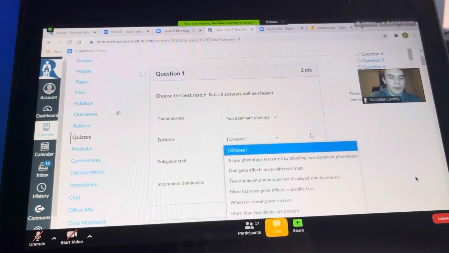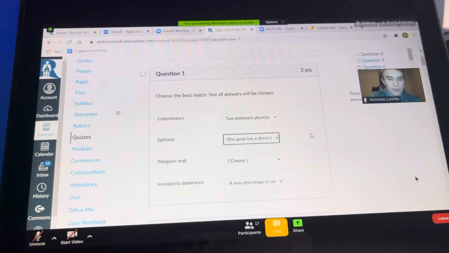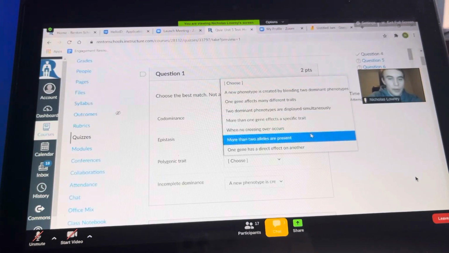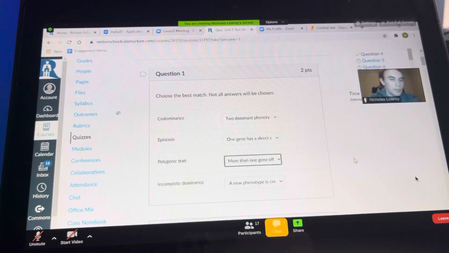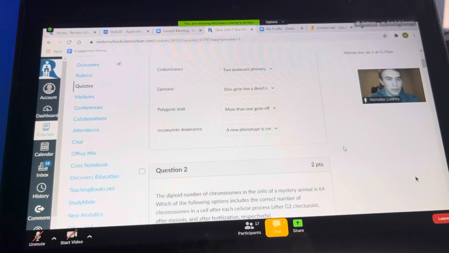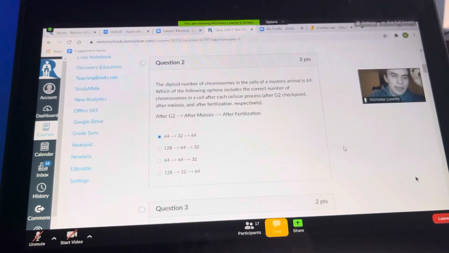So, if we were to pick our answers, it would just be that, like this one, and more than two, more than one gene effects. Okay, so that's what you're looking for there. Question 2, okay, we mentioned this one. I had already had the answer from one of the other class periods. It says that the diploid number of chromosomes is 64. Which of these represents the correct number of chromosomes as we go through this whole cycle?